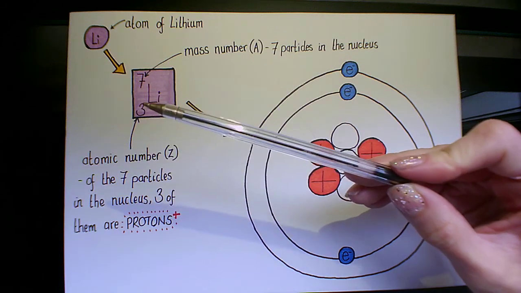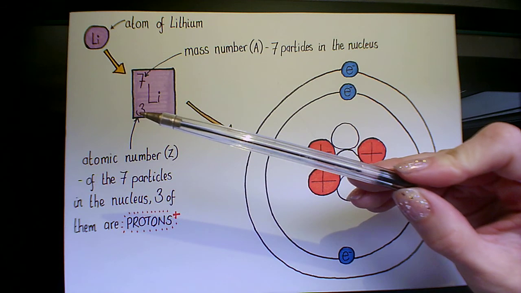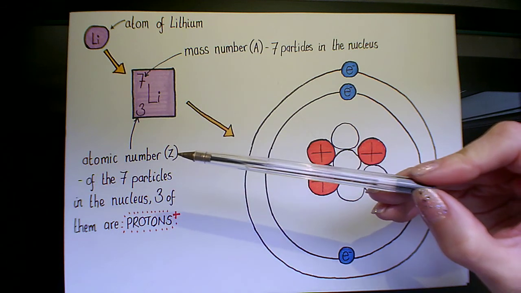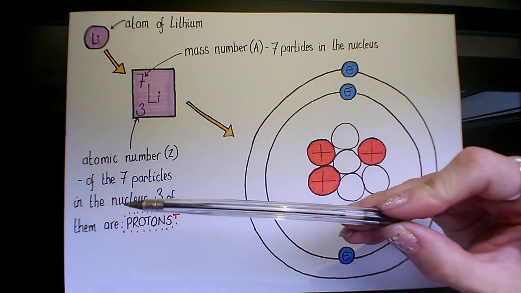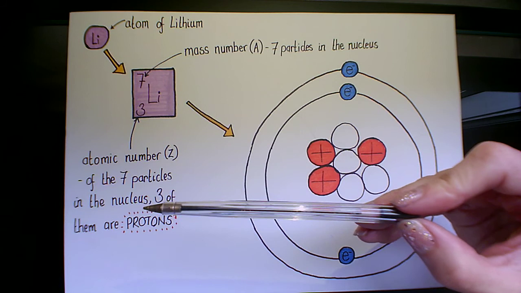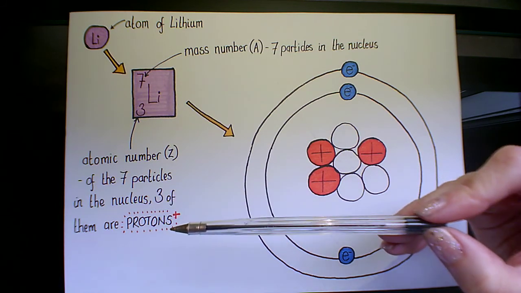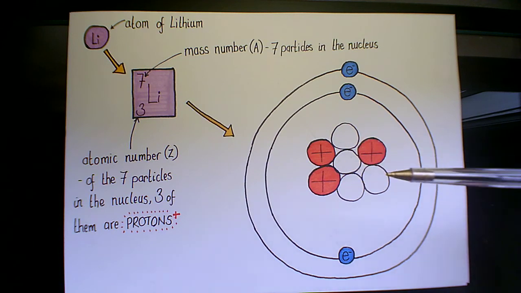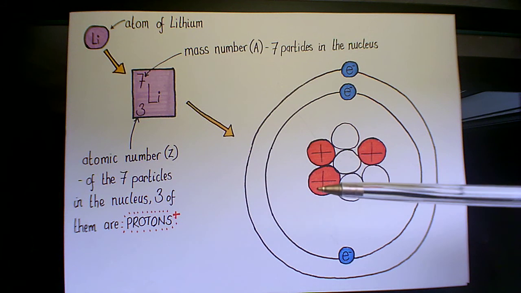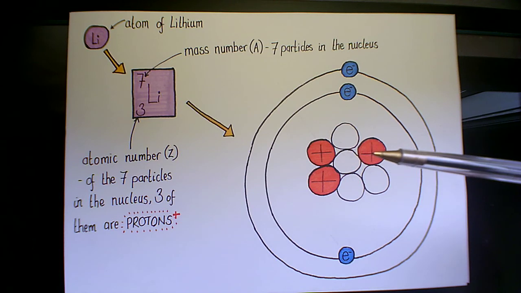But we've got some extra information as well, because we also know that lithium has an atomic number, given the shorthand Z, it has an atomic number of 3. And that means of the 7 particles in the nucleus, 3 of them are positively charged protons. And I've coloured those in red on the diagram. So we see our 1, 2, 3, 4, 5, 6 and 7 particles, and of those 7, 1, 2, 3 are positively charged protons.